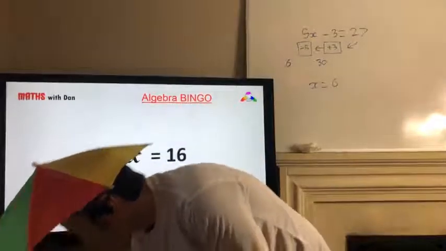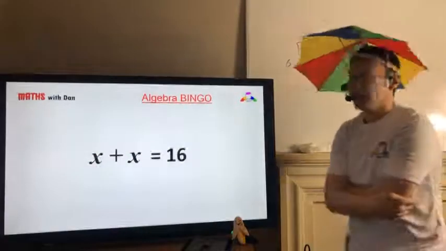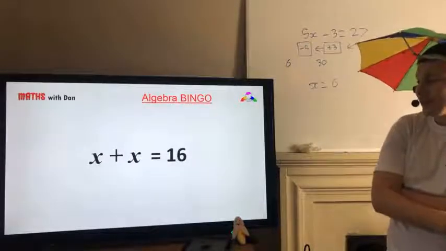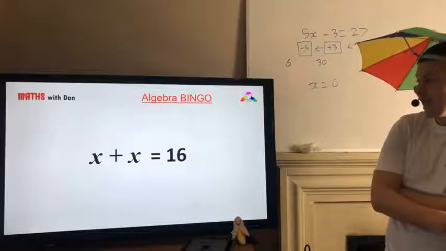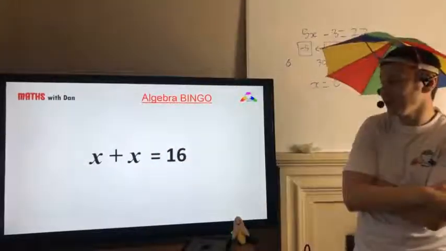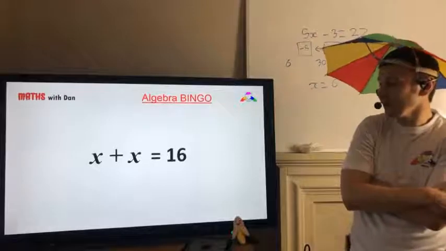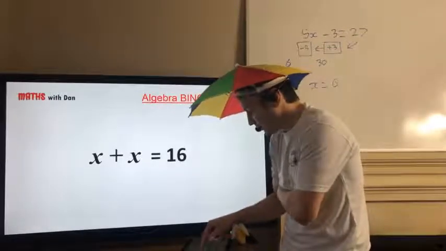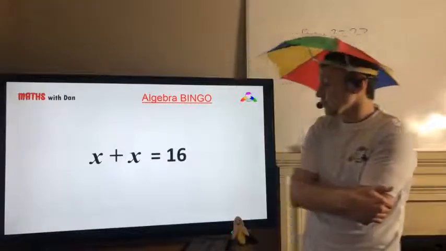Okay, next one. x plus x equals 16. Well, that's a strange one, isn't it? What do you think about that? So you need to take away the x. These x's need to be the same because they're both x's. So what does x have to be? Half of 16? Good way of doing it there. I like that. Half of 16.